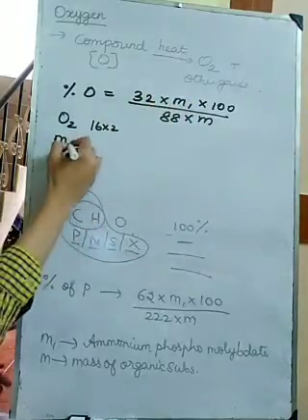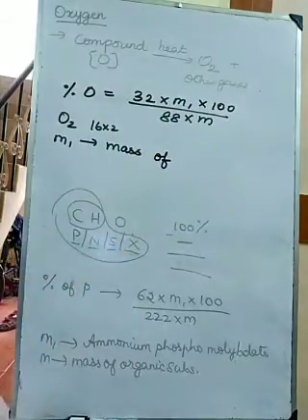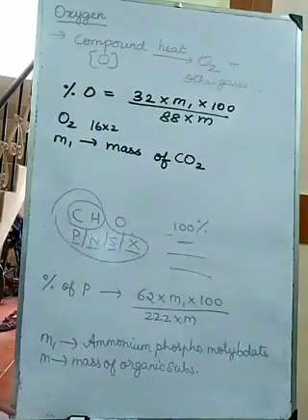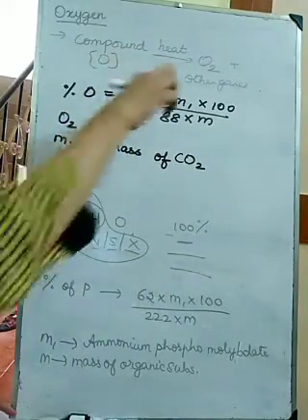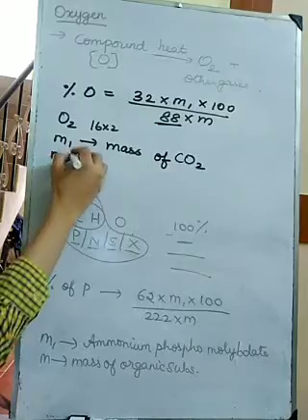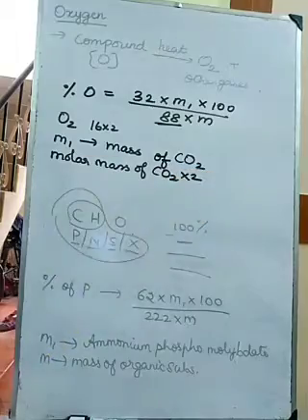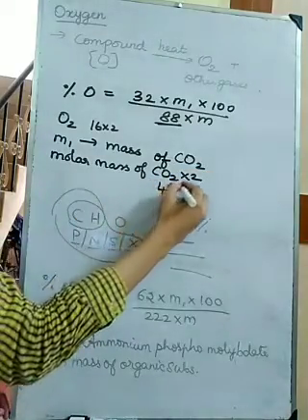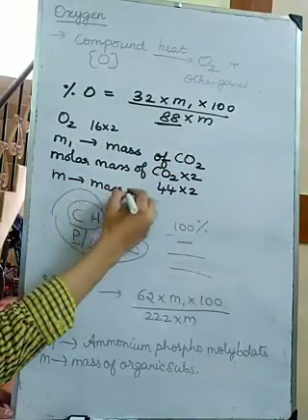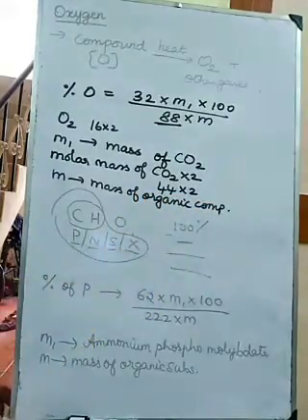O2 means oxygen 16 into 2, 32. M1 is the mass of carbon dioxide which is produced during the heating process. And 88 is the molar mass of carbon dioxide into 2. The molar mass of carbon dioxide is 44, into 2 you will get 88. And M is the mass of the organic compound which we are taking.